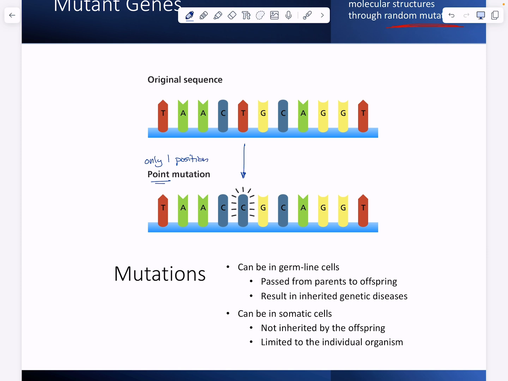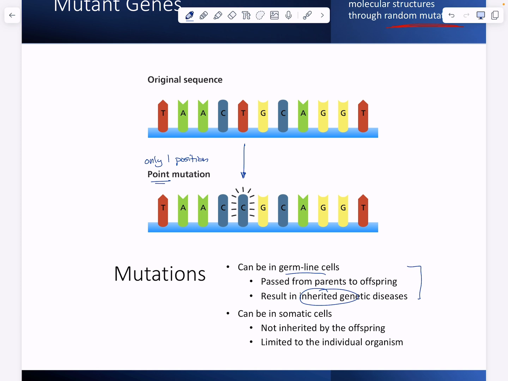Now there are different stages at which mutations can occur. They can occur when a cell is dividing, right? So any daughter cell would have that mutation. They could occur when the DNA is being transcribed into RNA. So that would be kind of a transient mutation, right? And they can be in what are called germline cells that would be inherited. Okay, so these types of mutations would result in inherited genetic diseases.